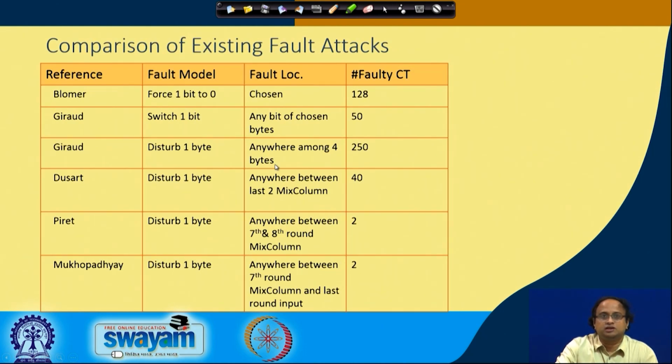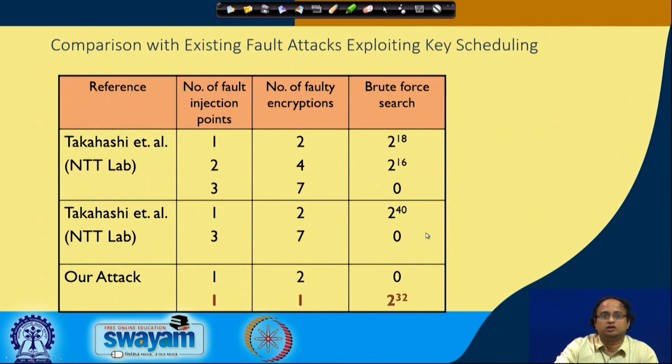So, here are again some comparisons of existing fault attacks. For example, there was an old work by Blomart which requires around 128 faults, and then there were 2 works from Girard which require around 50 and 250 faults. There was a paper by Duzat which requires around 40 faults, and then Piret which requires around 2 faults, and then there was an attack that reduced the time complexity to 2 power of 32 values, but still requires around 2 faults. Therefore, the pursuit has been to reduce the number of faults, and we would like to continue this trend and reduce it further.